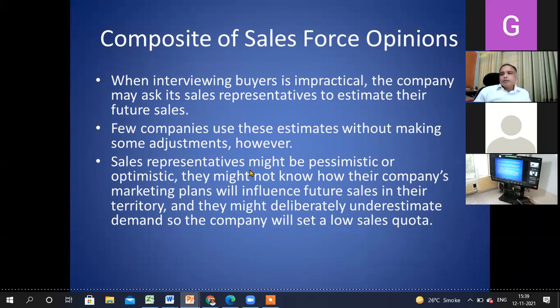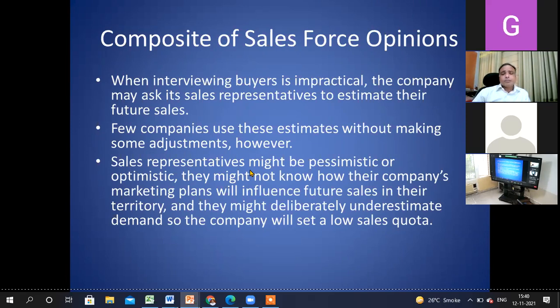But a representative of another company went to that same planet. He said, "Oh, there is a big opportunity, nobody is wearing shoes. Now we will make them wear shoes." So whether you are optimistic or pessimistic also plays a very important role. They might not know how their company's marketing plan will influence future sales in their territory, and they might deliberately underestimate demand. So the company will set a low sales quota.